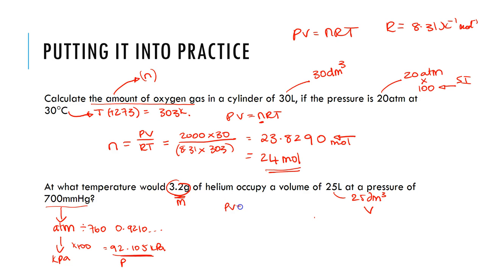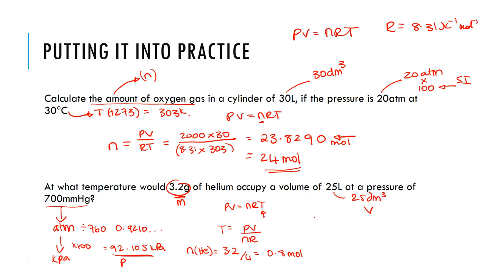So if PV equals nRT, this time I'm solving for T. So I'm going to get T is equal to PV divided by nR. One catch that we need to realize here is we don't have n. So I need to work out n, and we're told it's helium. So n of helium is going to equal, I've got a mass, 3.2. We're going to use our periodic table. Okay, and we should find that the molar mass of helium is 4. 3.2 divided by 4 is equal to 0.8 mole.